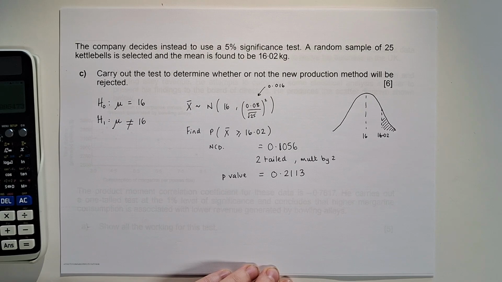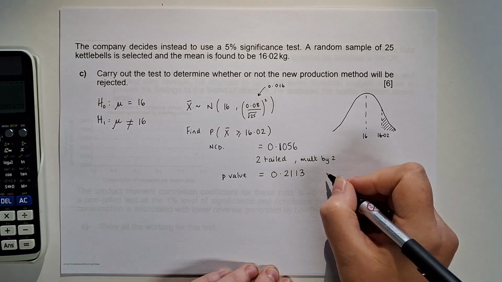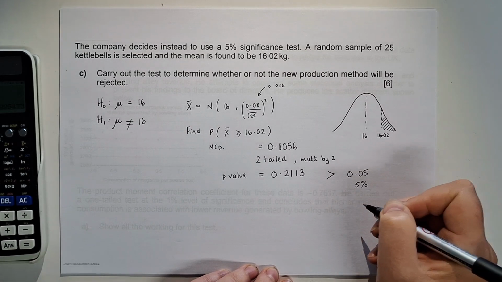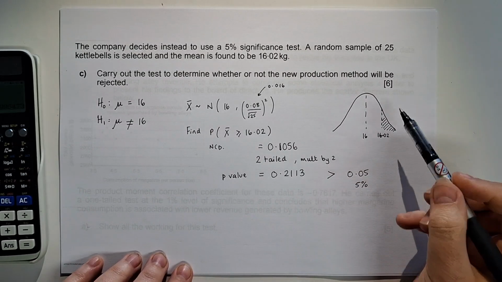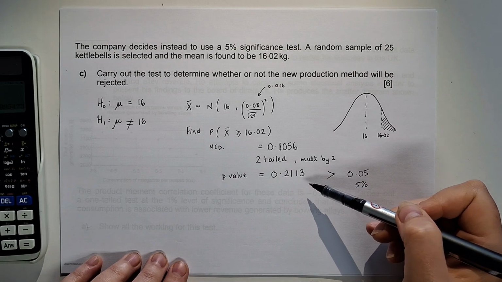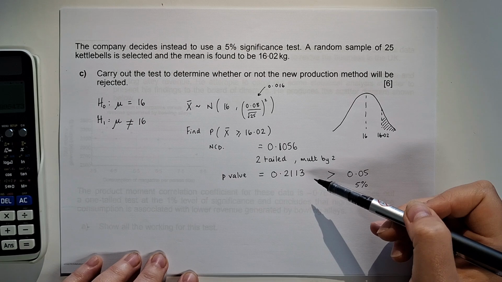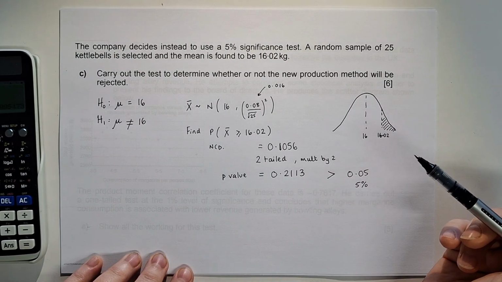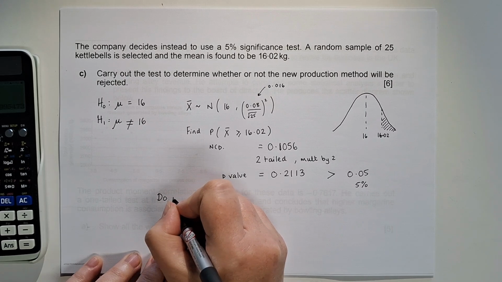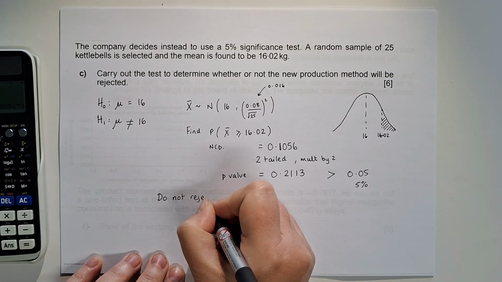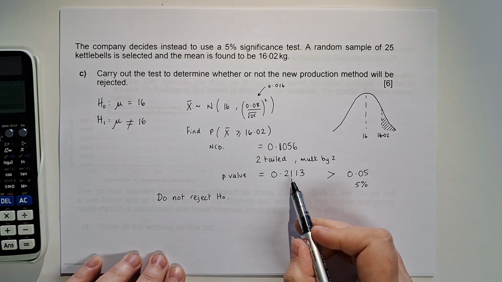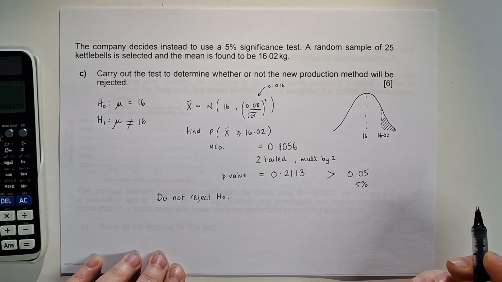Now this is quite a lot higher than 5%, our significance level we were supposed to be comparing it to. So this is not even all that unusual at all. Normally we say it's unusual, but it's not unusual enough. Here, it's not even that unusual. So we definitely do not reject H0. You only reject H0 if your p-value is below your significance level.